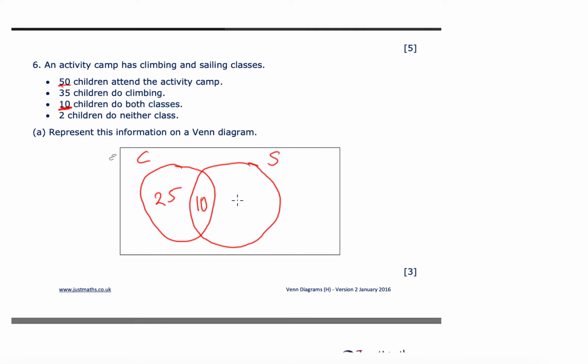And now we know that 2 children do neither class, so 2 of them are here. So at this point now we think, what goes here? Because they didn't tell us anything about the sailing, people who do sailing here. But that information will come from the fact that there's 50 children in total. So we know that 25 plus 10 plus 2 plus this number needs to be 50. And it turns out that this, I believe, is 13. 13 plus 2 is 15. 15 plus 25 is 40. Plus 10 is 50. Perfect. So we've done that. Again, starting from the middle, working our way out.